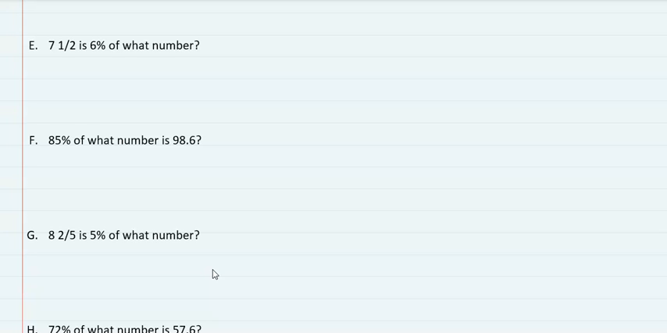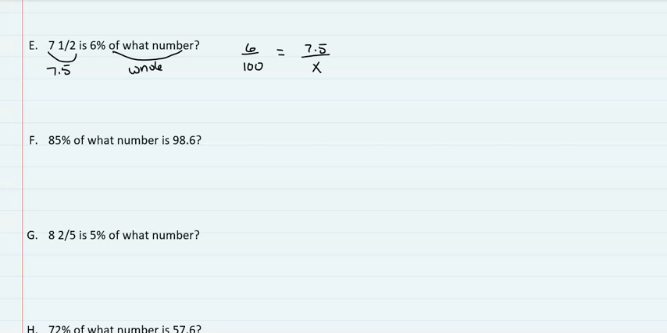Okay, this next one, we've got a 7.5. So we're going to change this right away to 7.5. So 7.5 is 6% of what number? So 6% we're going to go ahead and write as 6 per 100 equals, and of what number? So of gives us the big clue that this is our whole. Okay, so we've got 7.5 of the whole, which is x. So now we are going to need to cross multiply on this one and then do another step.